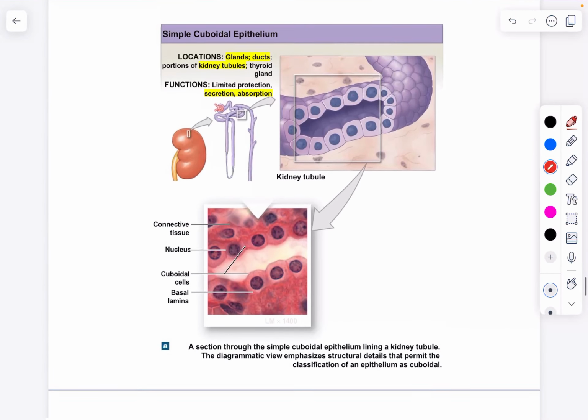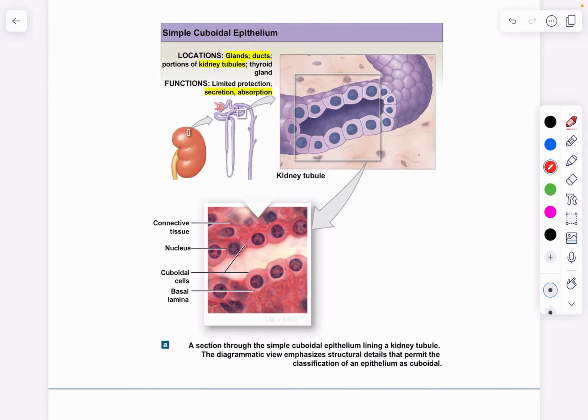All right, simple cuboidal. One cell layer thick. They are cuboidal in shape. So you can make them out really nicely here. Okay. You can find simple cuboidal epithelial cells within glands, ducts, kidney tubules. Any of those are perfect examples. Their functions, they're usually involved in secretion and absorption. You can find them here too.